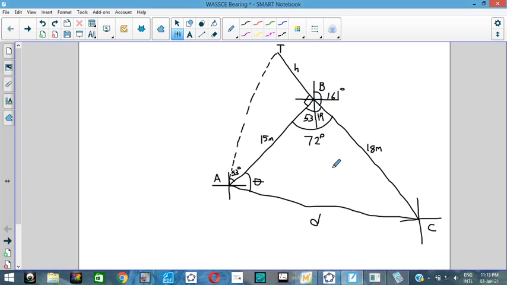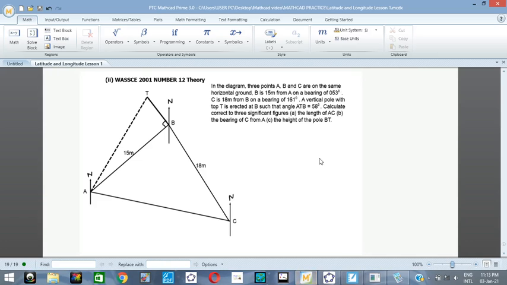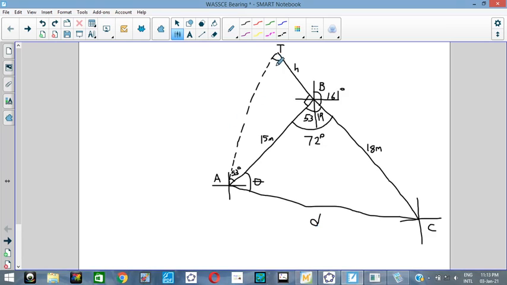Okay, if we go to the question, I think this angle is given in the question. Let me go to the question and check. That is ATB. Yes, it said angle ATB is equal to 58 degrees. Since this angle is given as 58 degrees, we don't have anything else to do.